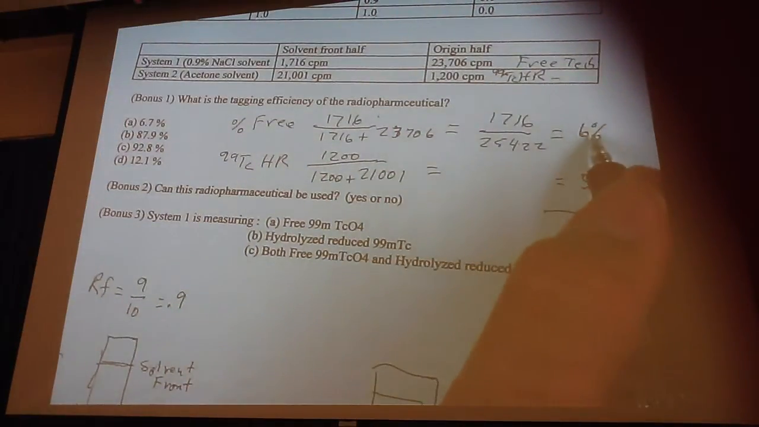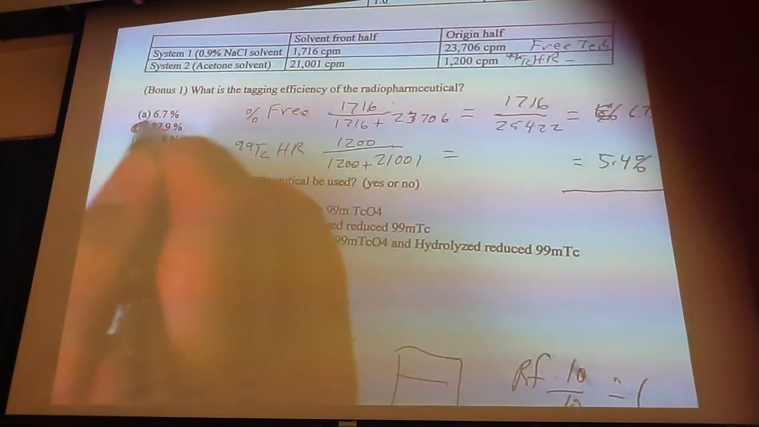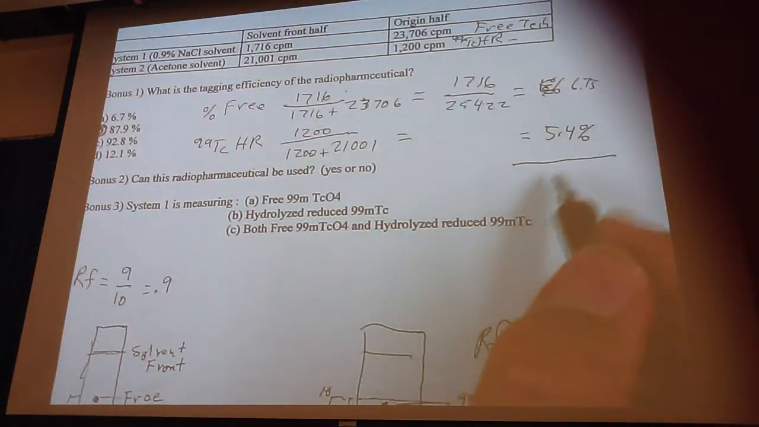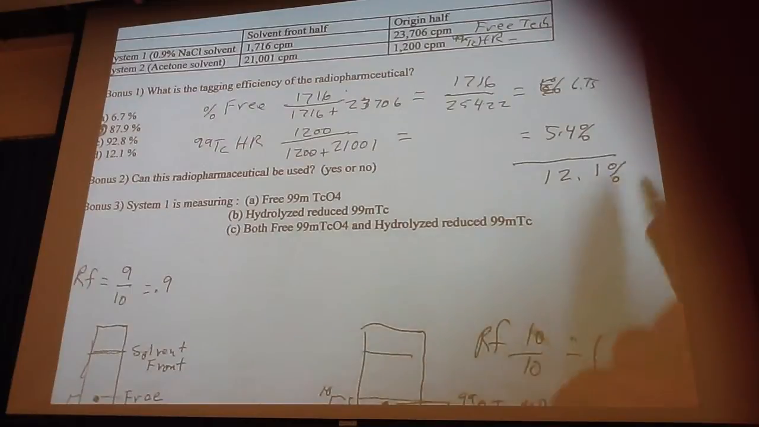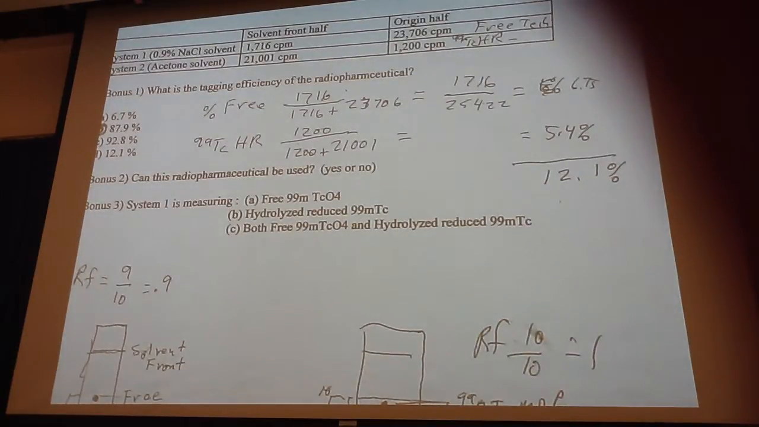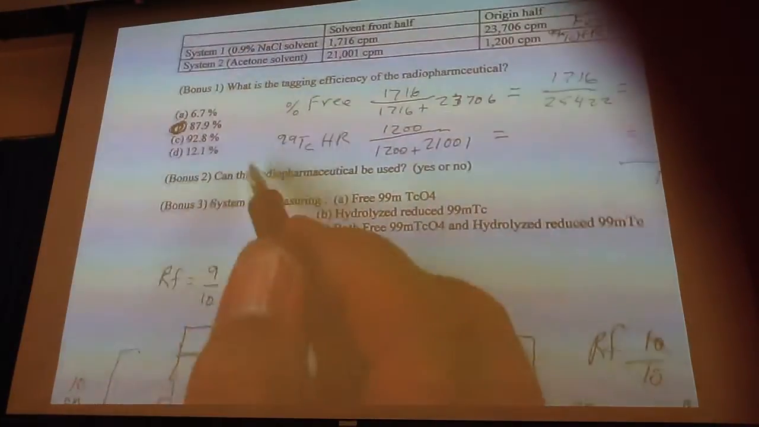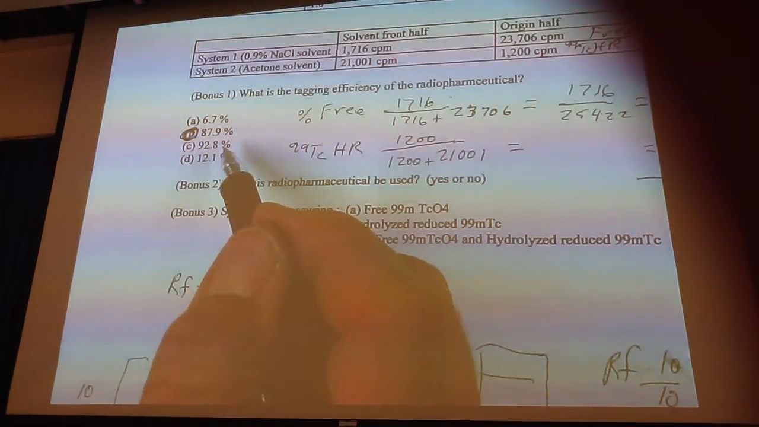6.75. Okay, so 6.75. Okay, because the answer actually should have been E. Yeah, because you add both of these together, it's about 12%, 12.1 percent. How much? 12.1. Okay, and you subtract that from 100. Okay, so in essence then this batch of technetium should not be used.